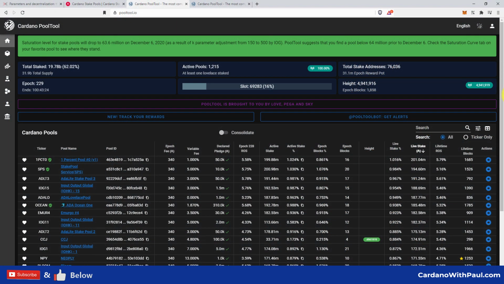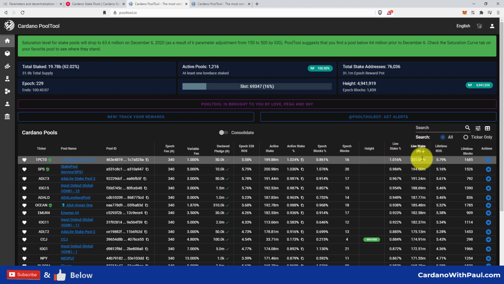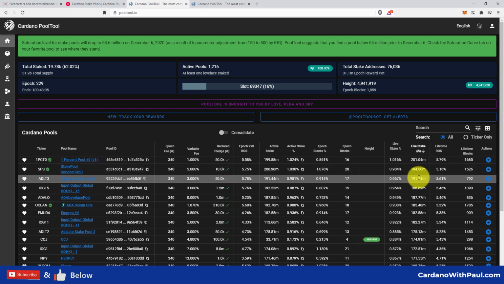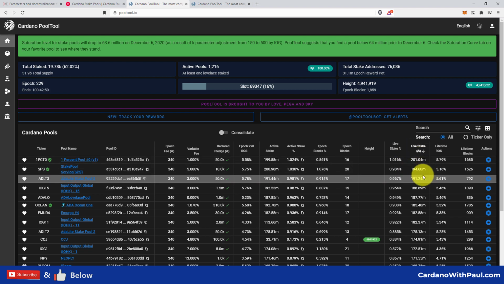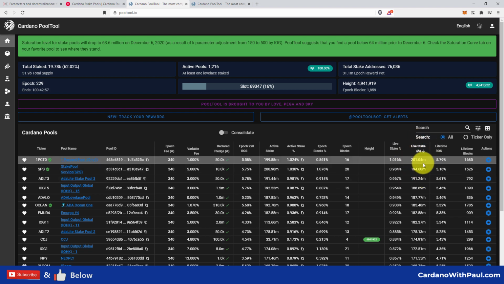Okay, so looking on my screen here now, I'm looking at pooltool.io. So I'm just going to show you how you can see if your pool is saturated or if it's going to be saturated come December 6th. So what you do is you look over here. I have this ordered by live stake, and I can see 200 million, 194 million, 191. These are the top pools or the top filled pools. And these are already saturated. So these are already earning diminishing returns for their delegators.